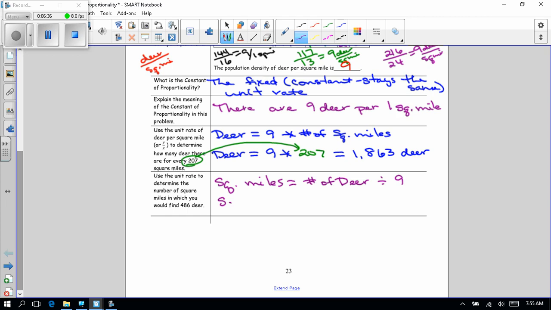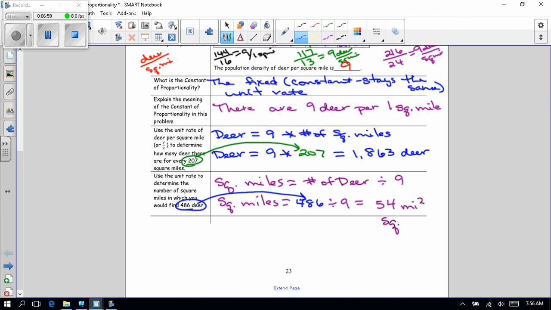So our square miles, how big is this park? Well, we have 486 deer, right? And we're going to divide that by the 9. How big is this park? It's 54 square miles. Or you could write miles squared, or you can write SQ for square miles, right? Either one would be fine. You can write it either way. I will accept them both.